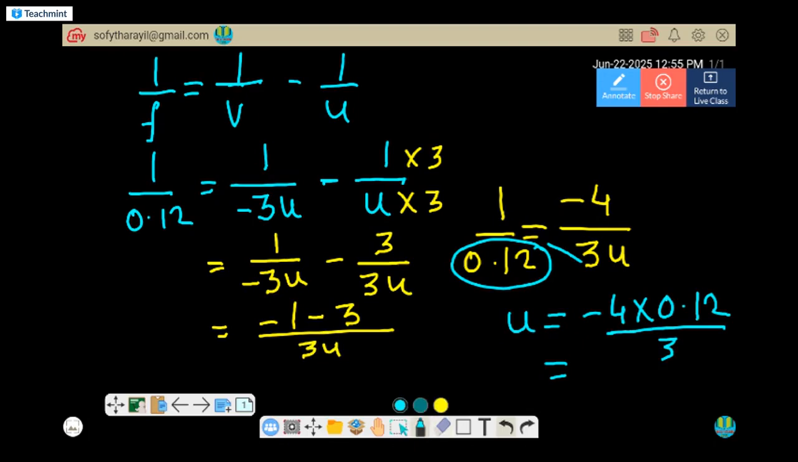Calculate this part and tell me how much you're getting the value as u. It should be negative, and every time if you're not getting the answer in negative, that means you made some mistake with the sign. U should come out as a negative value. Yes, calculate this and tell me what is the value of u you're getting.